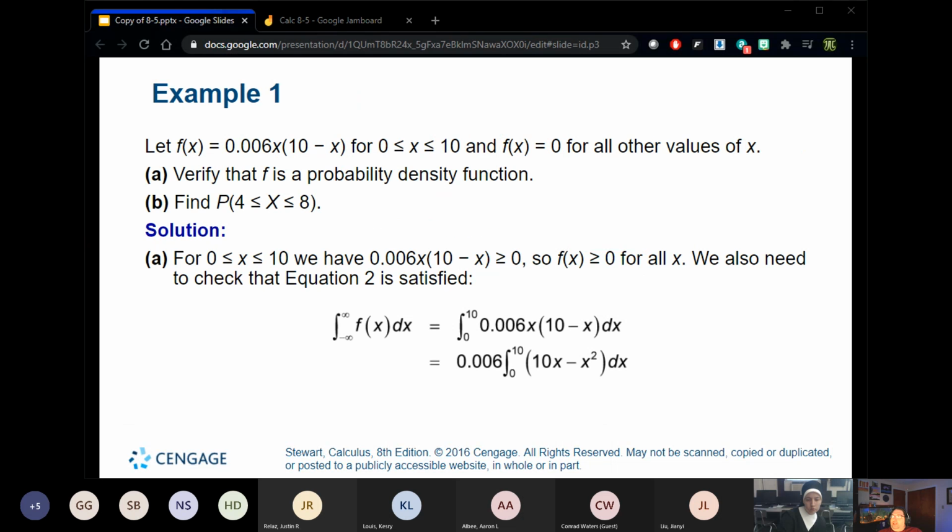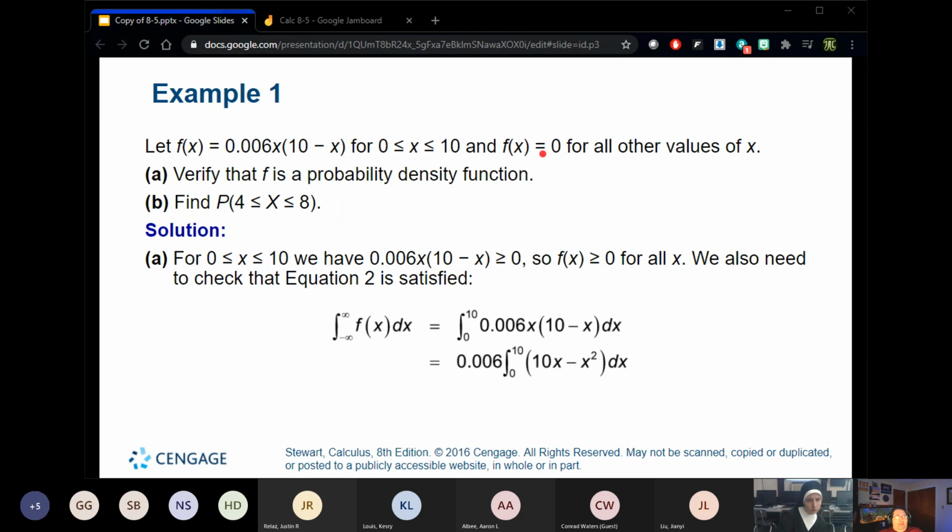All right, so let's look at a situation. So let's see if I have this. They don't give me the nice curve in the book. So they're going to give me this function. They said let f of x equals 0.006x(x minus 10), and that's from 0 to 10. Anything outside of that, f of x equals 0.